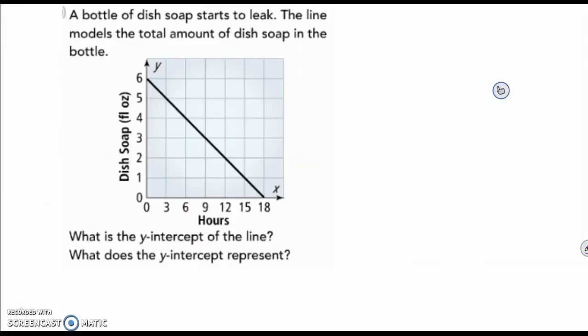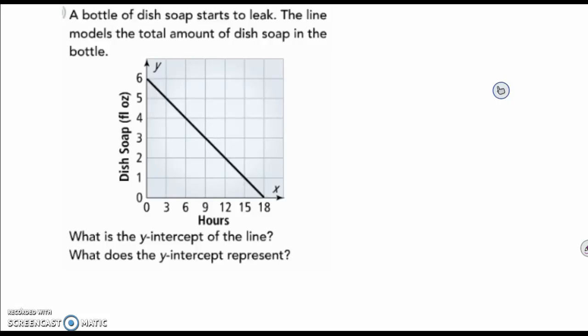A bottle of dish soap starts to leak. The line models the total amount of dish soap in the bottle. As you can see, our slope is decreasing from left to right. The soap is leaking from the dish, so that is negative.